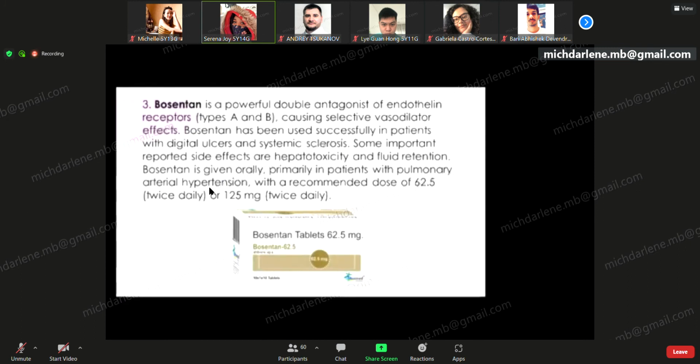Bosentan is a powerful dual antagonist of endothelin receptors, causing selective vasodilator effects. Bosentan has been used successfully in patients with digital ulcers and systemic sclerosis. Some important reported side effects are hepatotoxicity and fluid retention. Bosentan is given orally, primarily in patients with pulmonary arterial hypertension, with a recommended dose of 62.5 or 125 milligrams twice daily.